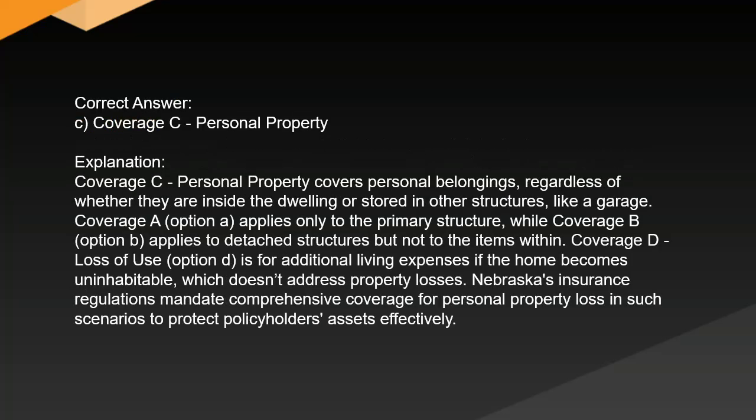Correct answer. C. Coverage C. Personal property. Explanation. Coverage C, personal property, covers personal belongings, regardless of whether they are inside the dwelling or stored in other structures like a garage. Coverage option A applies only to the primary structure, while coverage B, option B, applies to detached structures but not to the items within.